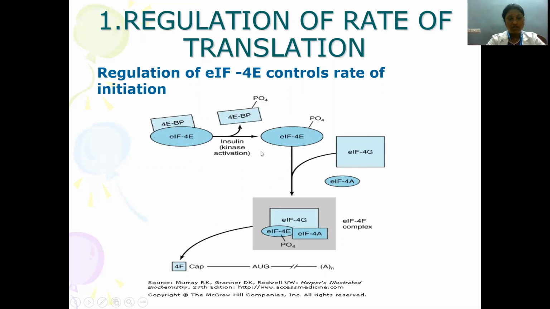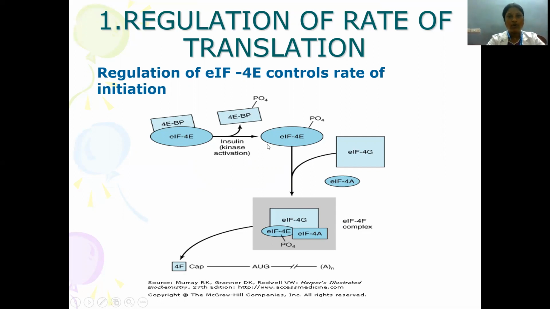When insulin acts, it causes kinase activation and phosphorylation of 4E binding protein, and release of 4E binding protein from eukaryotic initiation factor 4E. This eukaryotic initiation factor 4E also gets phosphorylated, to which eukaryotic initiation factor 4G will come and bind. After this, eukaryotic initiation factor 4A comes in, and all together they form the eukaryotic initiation factor 4F complex. This 4F complex is required for attachment to the mRNA cap. This is how it regulates.